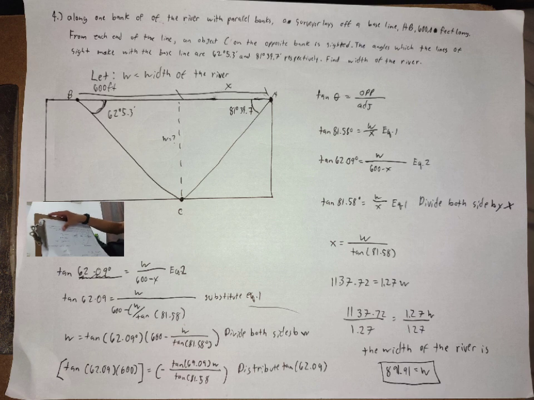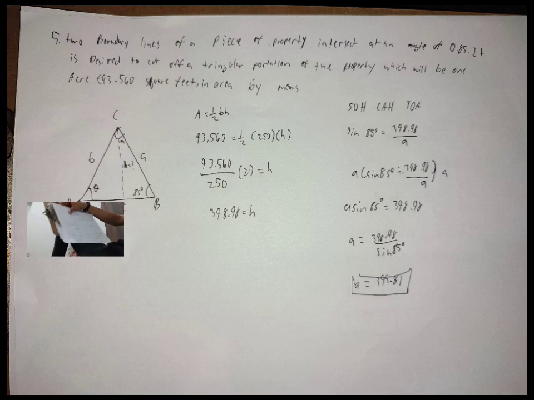So 37.72 equals 1.27 W. So 1.27 width. So 1137.72 equals 1.27 width. So divide both sides by 1.27 width. So to give you, the width of the river is 891.91.